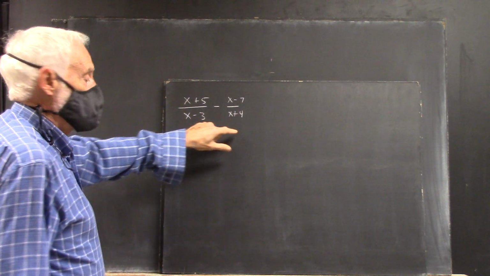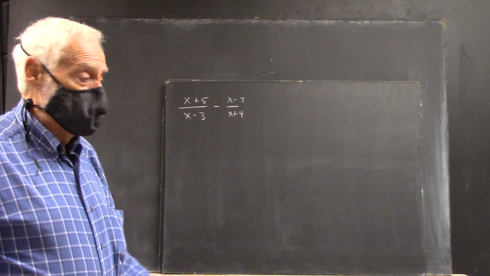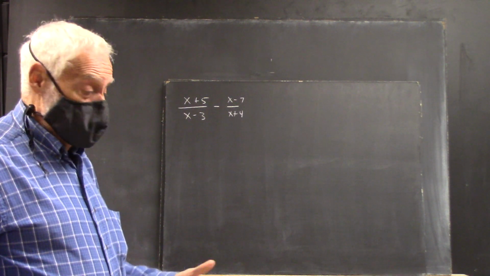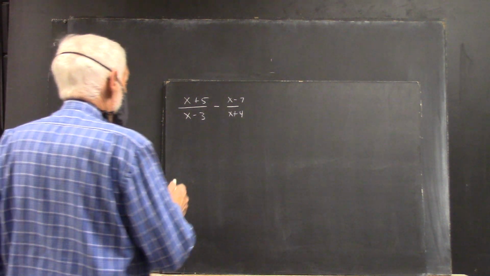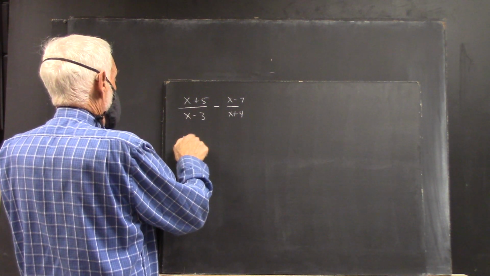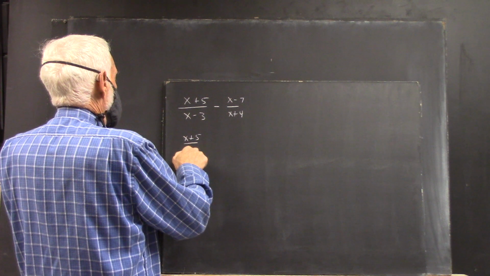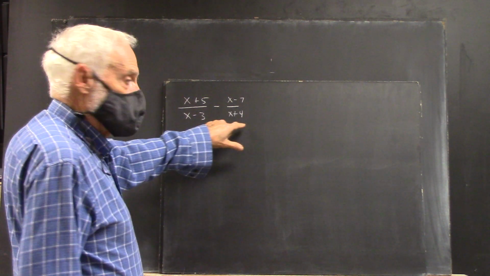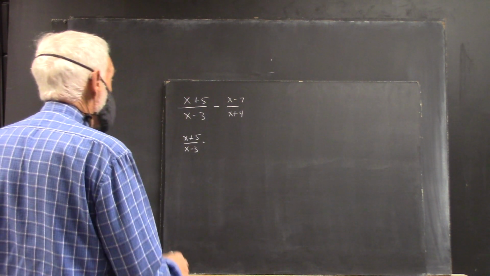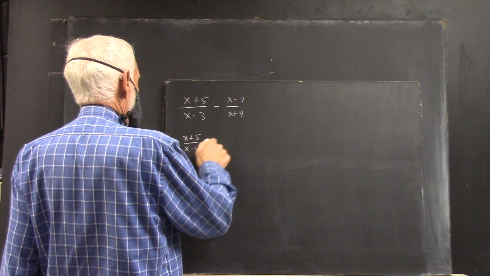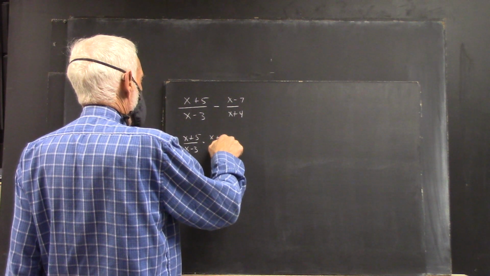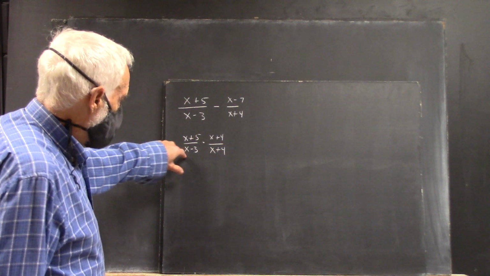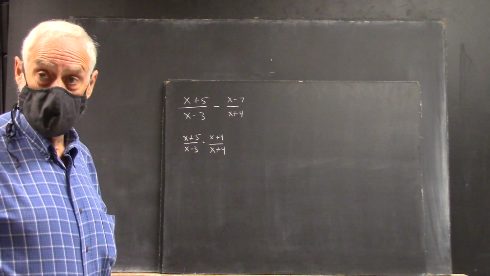Okay, so we want to do this. Well, just like with fractions, you have to have the same denominator in order to add the things. Okay, so in order to get the same denominator, well, a common denominator would be x minus 3 times x plus 4. So if I multiply this by x plus 4 over x plus 4, then the denominator is going to be x minus 3 times x plus 4, right?